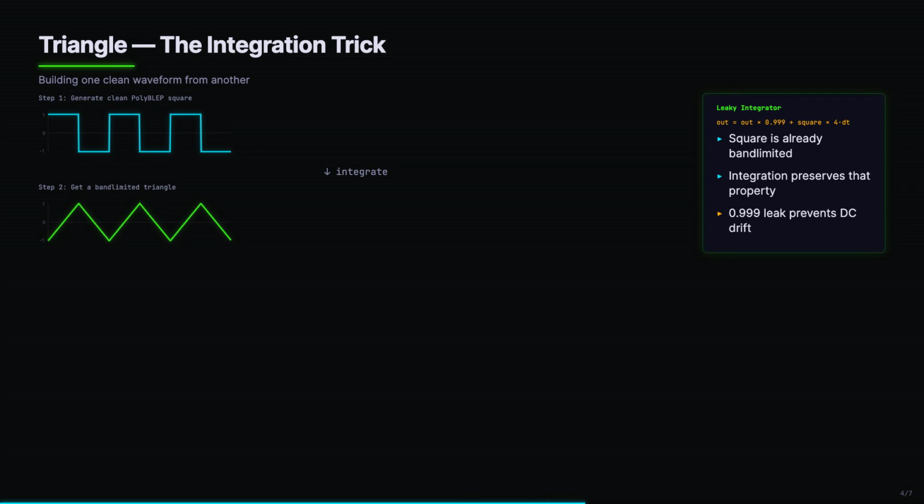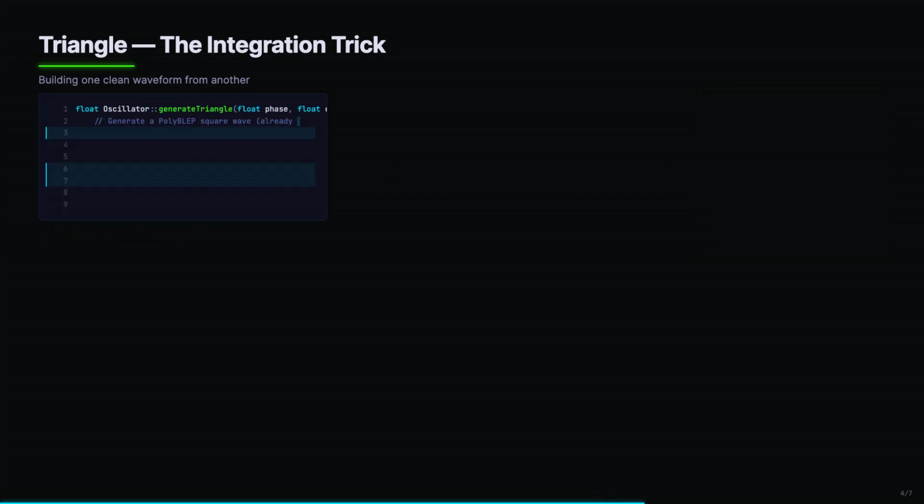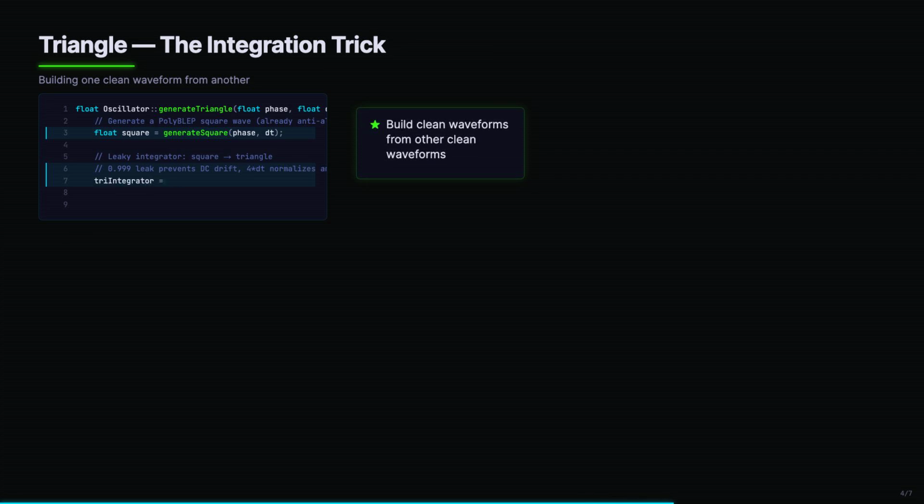Multiply by 0.999 each sample. The leak is tiny, but it keeps the waveform centered. 2 lines of code. Generate the square, integrate it with the leak. The 4 times dt scaling keeps the amplitude normalized. Simple, but the insight, building one waveform from another, is a pattern that shows up everywhere in DSP.